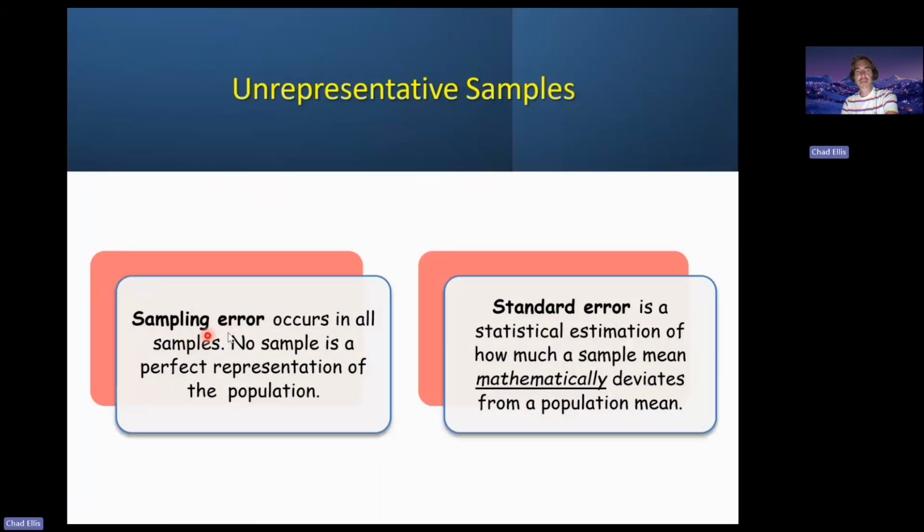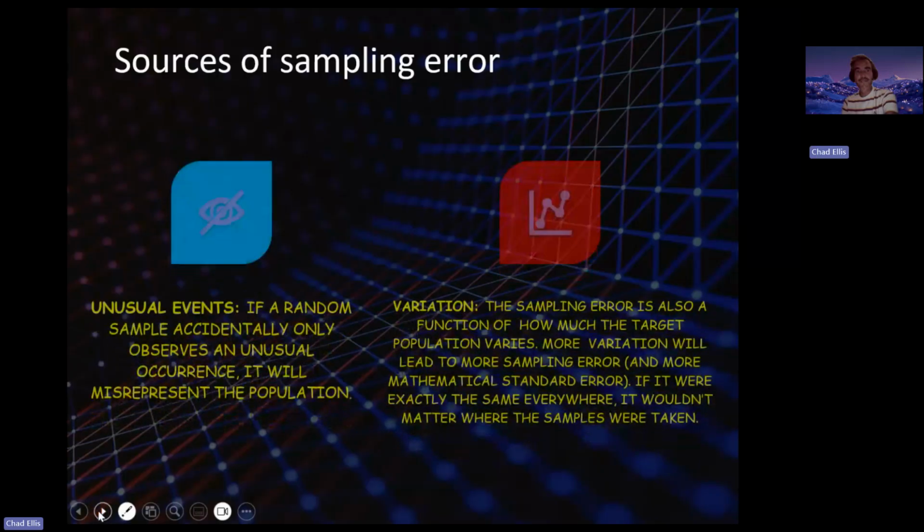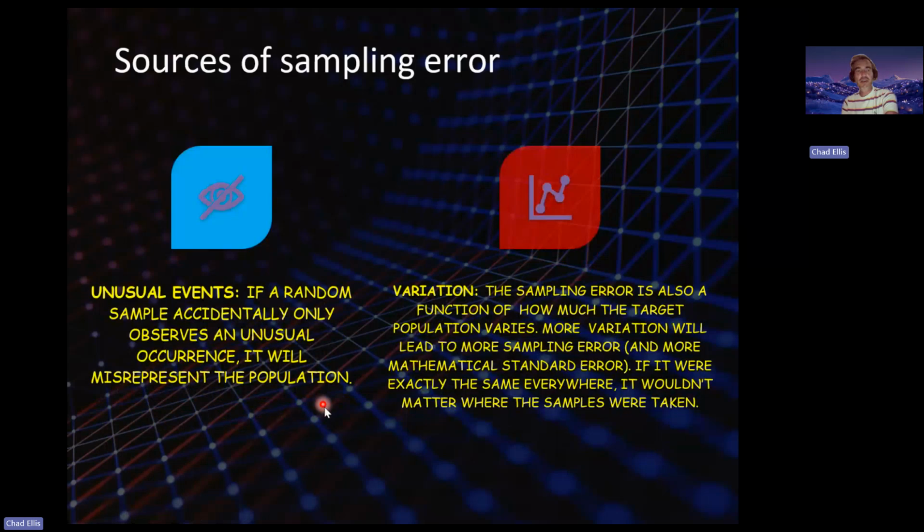Right, so we got two things here. Sampling error occurs in all samples. Remember that all samples are imperfect representations of the larger population. And then we can quantify this sampling error. One way we can quantify it is something that's known as the standard error. And that's the mathematical quantification of how much the sample, say, mean deviates from the population mean.